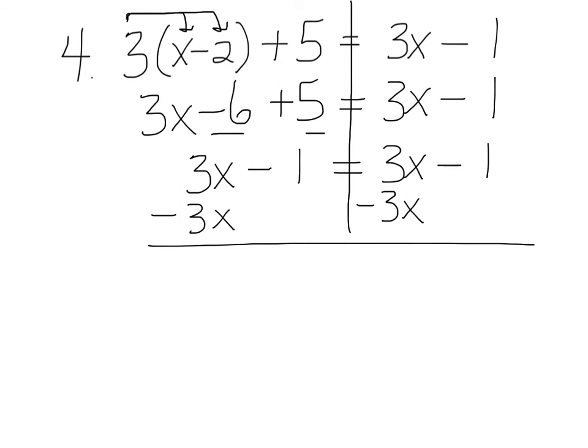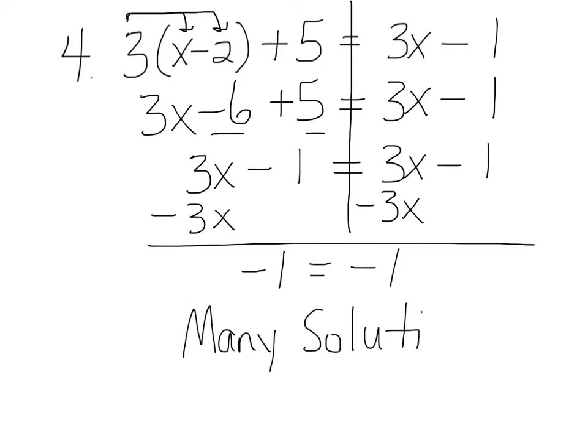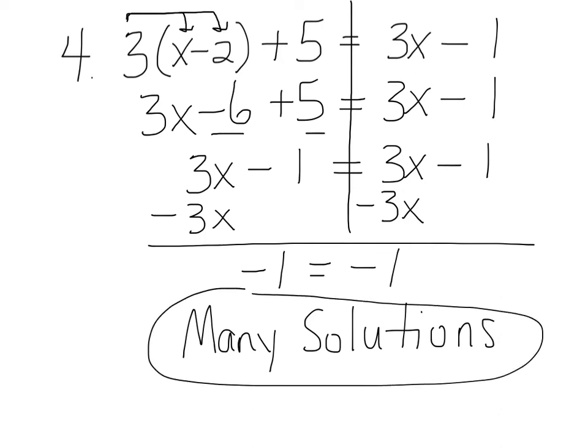And when I do that, my variables cancel out. So it's okay to have the variables cancel out. And I'm just left with a number. -1 equals -1. And I hope that you remember from first semester that if you get a result like that, that means many solutions. And that's what I would write for my final answer, many solutions.